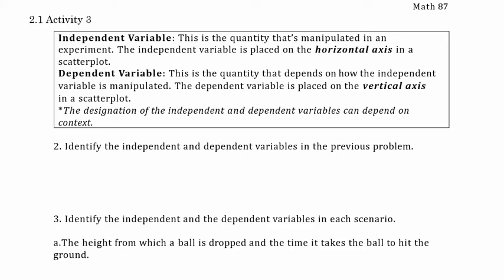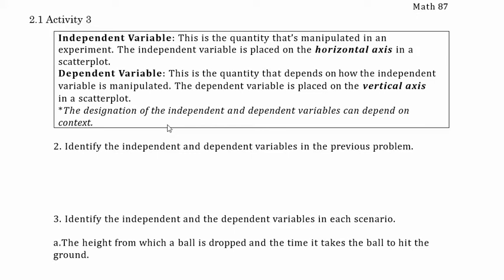In this video, we're going to look at section 2.1, activity 3, number 2. And we're going to start off with a couple definitions here, an independent variable and a dependent variable. So the independent variable is the quantity that's manipulated in an experiment. The independent variable is the variable that's placed on the horizontal axis when you're making a scatter plot.